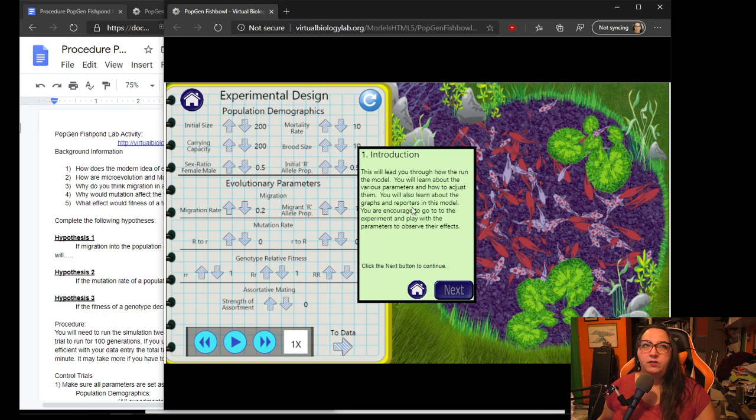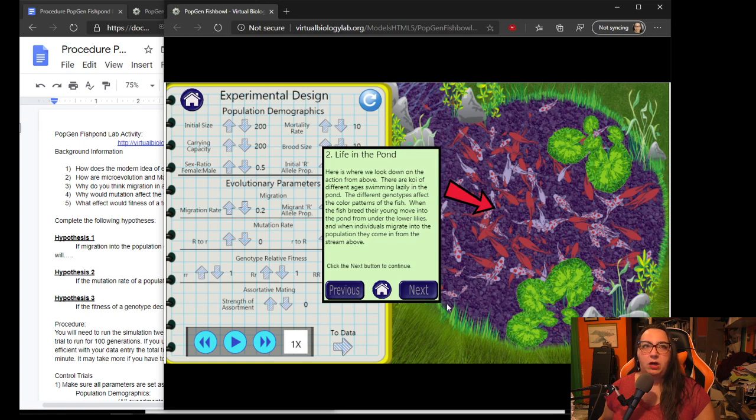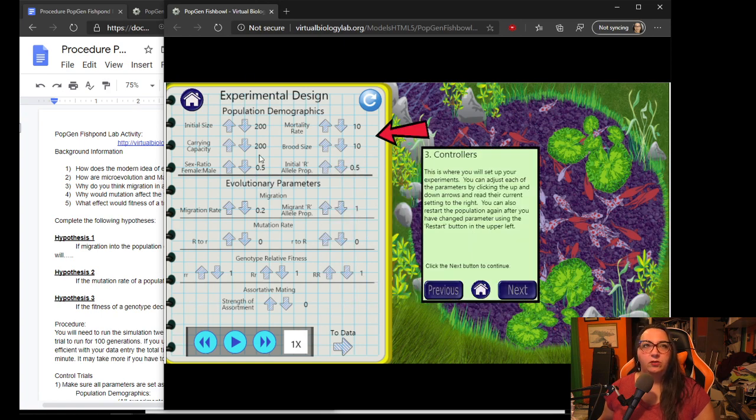Come back to the home, and it runs you through the tutorial. This is not a bad place to go to be familiar with the controls that are here. And it'll introduce you to what's going on, and you can see the pond environment that we're going to be working with. And you can hit next, and it tells you about that pond. And then you hit next, and it tells you about your controls that are over here.